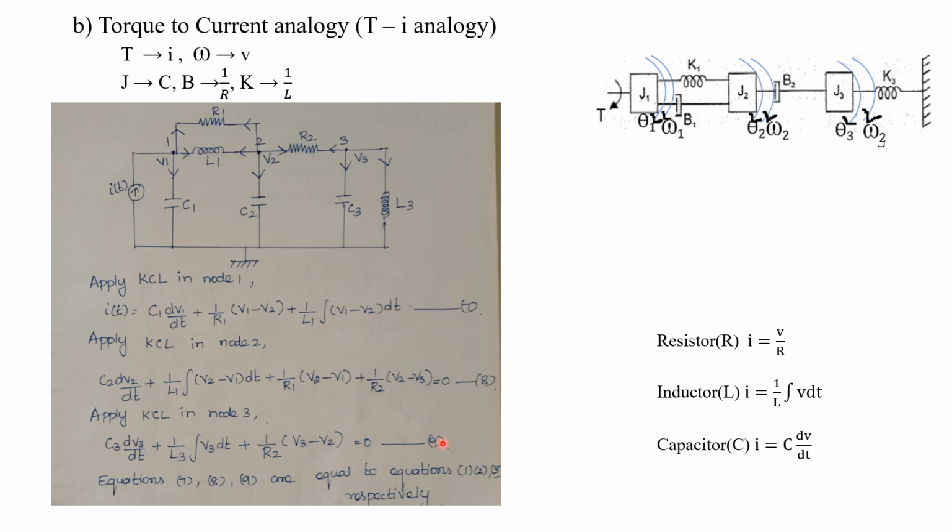Now these three equations will be equal to equations 1, 2 and 3, which were obtained for the mechanical translational system. So we can write equations 7, 8, 9 are equivalent to equations 1, 2 and 3 respectively. We can compare the equations also. In this way, we can find the electrical equivalent circuit for the given mechanical translational system using two analogous circuits, that is torque to voltage analogy as well as torque to current analogy.